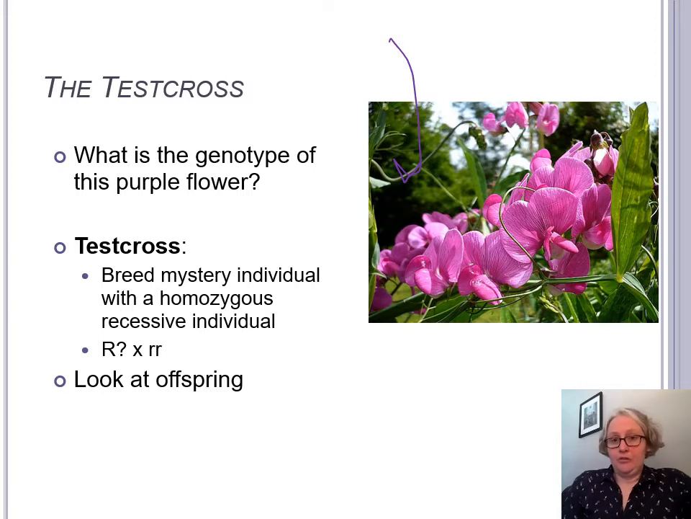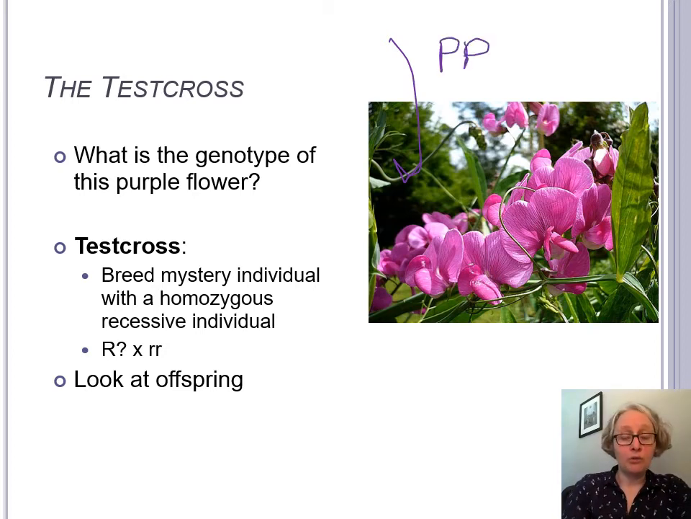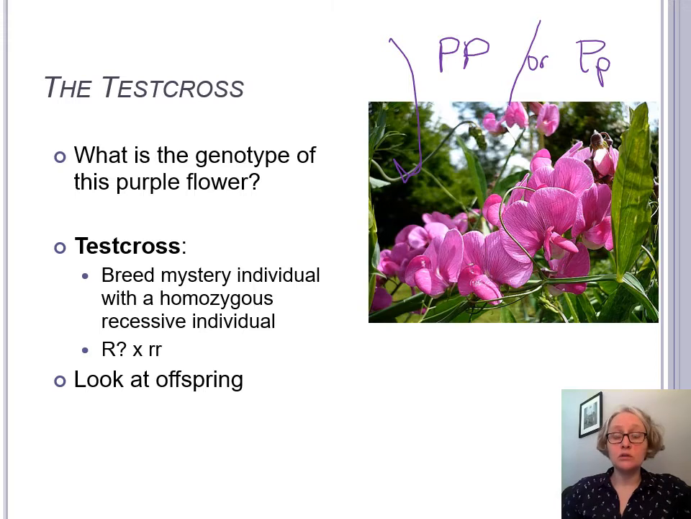And you look at me and you say, I have no idea, because this purple flower could be either homozygous dominant purple, or maybe it's heterozygous, right? Either of those options could be the potential genotype for this flower. So in a test cross, what you do is you take your mystery individual and you breed that mystery individual with a homozygous recessive individual.